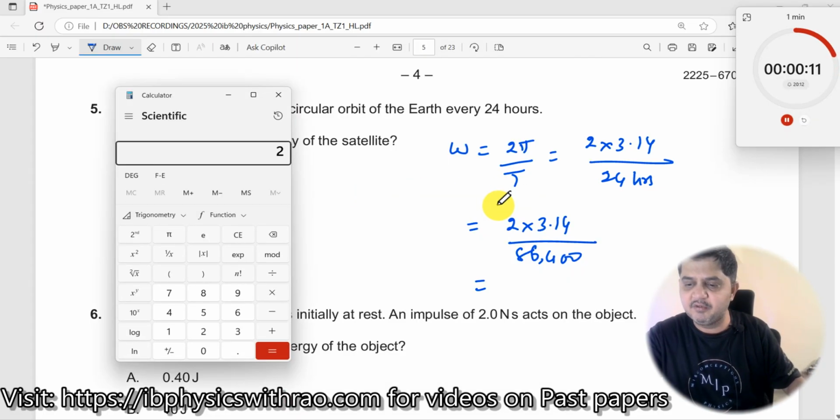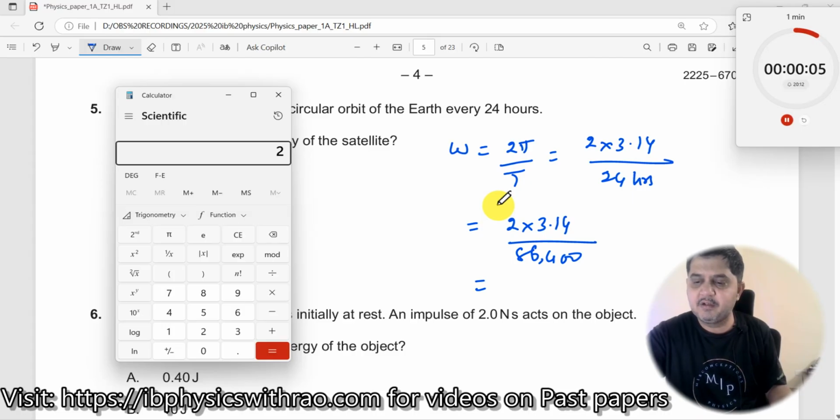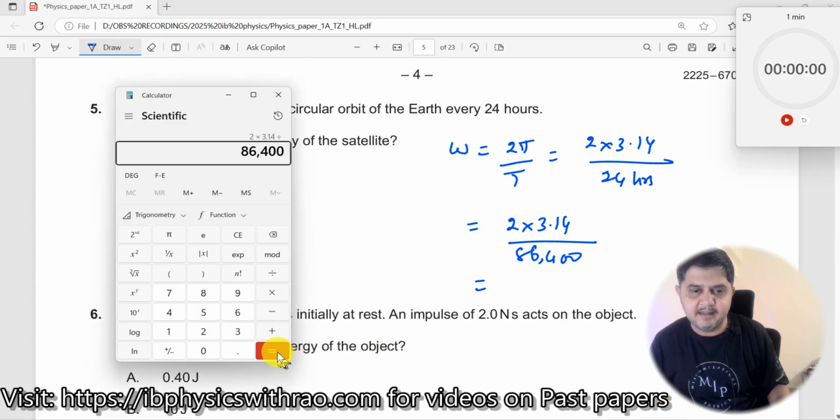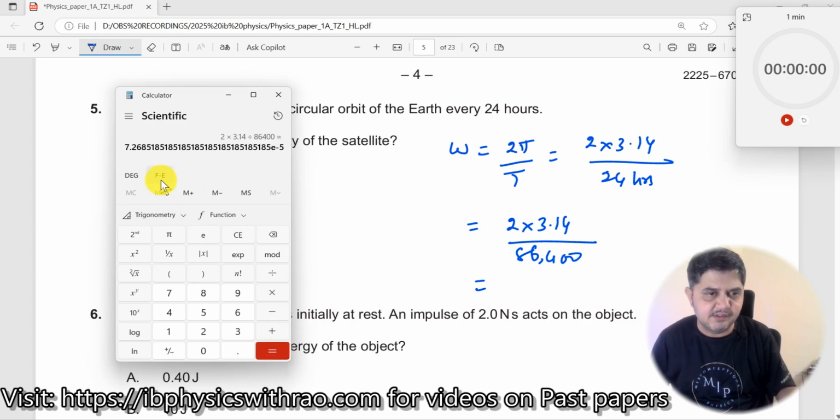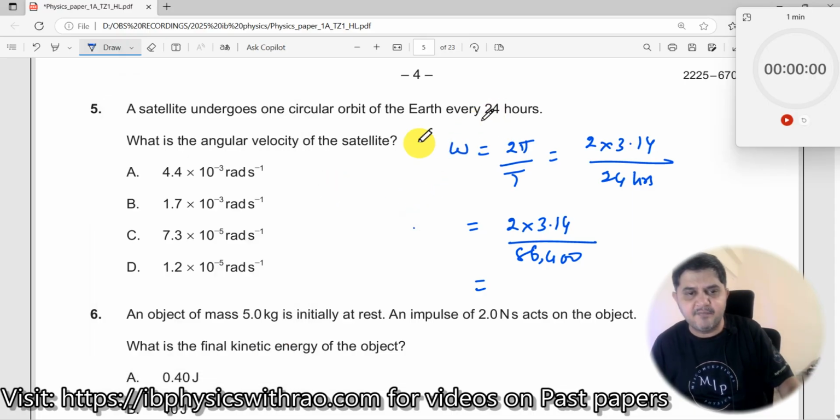What is this value? 2 multiplied by 3.14 divided by 86,400. The answer is 7.268, which I can take as 7.27. Now you see here there are two significant figures. Here also, everywhere I get only two significant figures.